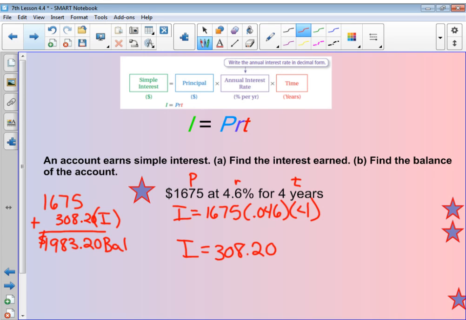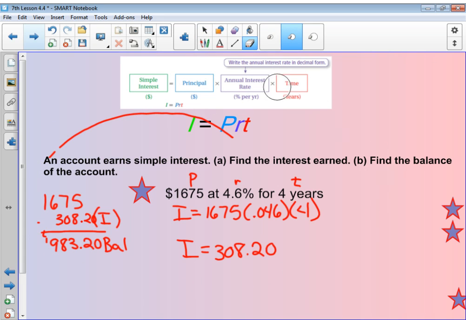Okay, so you should have ended up with an interest of $308.20 and with a balance of $1,983.20. So that's working through these equations, actually solving for just interest. Now, sometimes they're going to give us ones that are a little more complex.